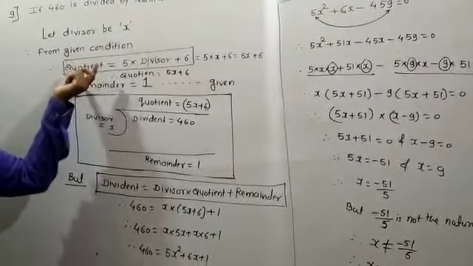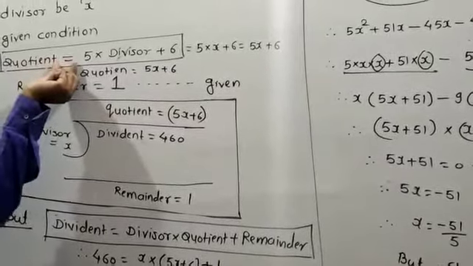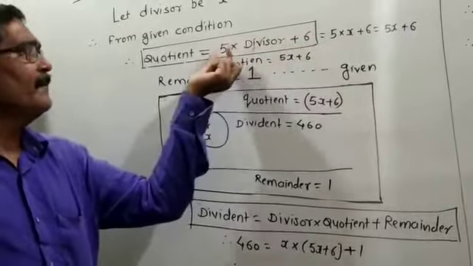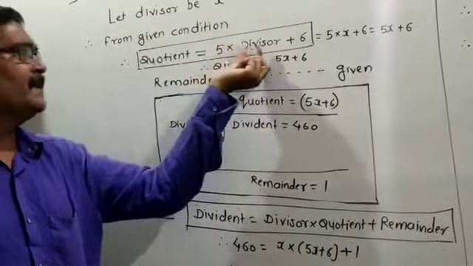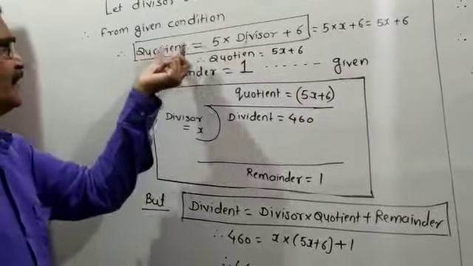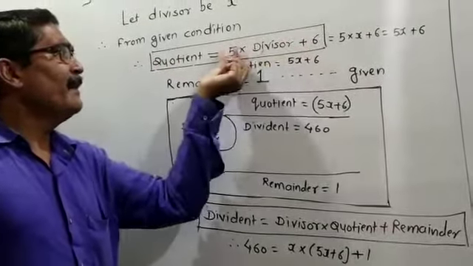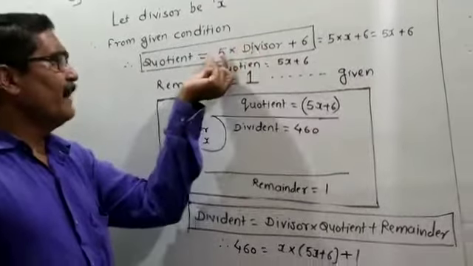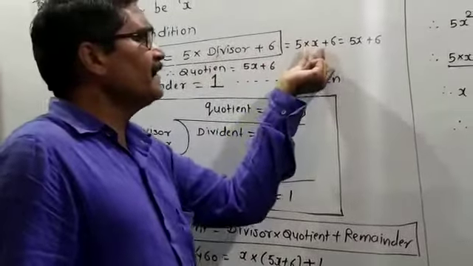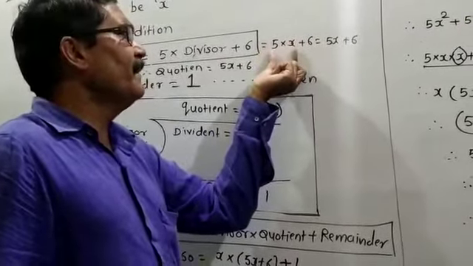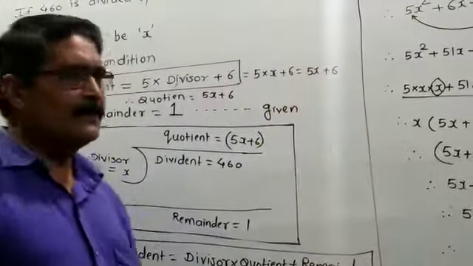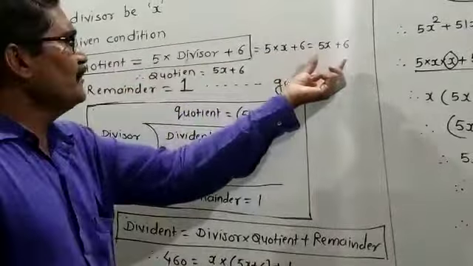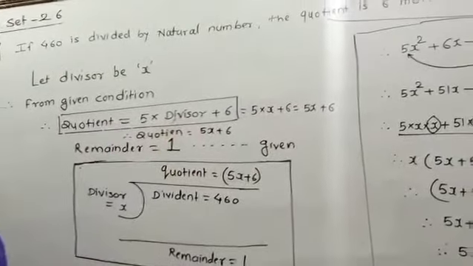In the form of an equation, you have to write quotient is equal to 6 plus, that means more than, 5 multiplied by, that means times, the divisor. Quotient is 6 more than 5 times the divisor. We consider the divisor as x, so 5 multiplied by the divisor is 5x, plus 6. So this will be the divisor and this will be the quotient. Then quotient is equal to 5x plus 6.